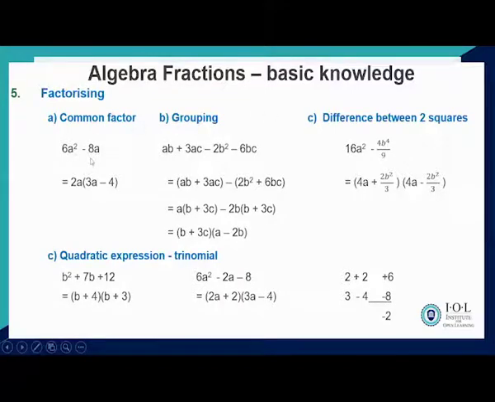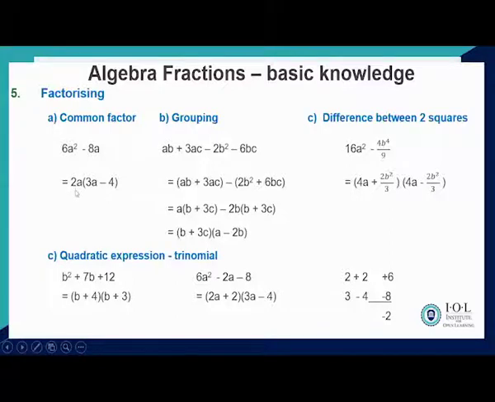Common factor, what goes into 6a squared as well as 8a? A 2 can go into 6, a 2 can go into 8, so I take out a 2. A can go into a squared, a can go into a. So we always say, take out a 2a, but what does it actually mean? It means divide by 2a.